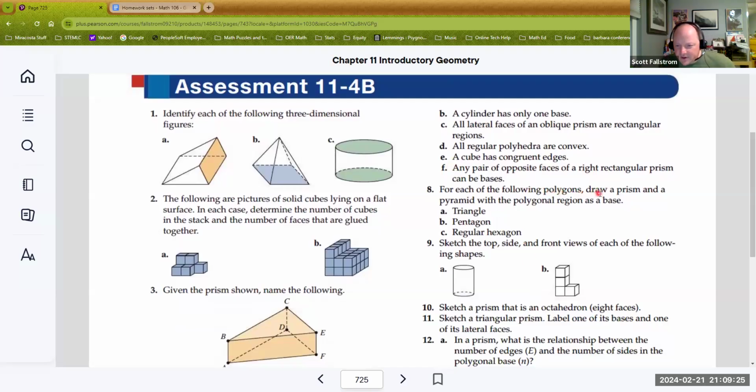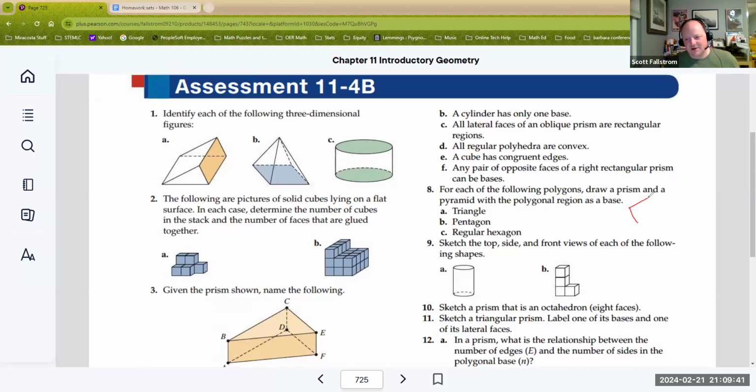And then question 8, for each of the following polygons, draw a prism and a pyramid with the polygon as the base. This is just your chance to practice, okay? And as you're practicing, realize if it doesn't say it's a regular pentagon, it doesn't have to be a regular pentagon. So you could make a shape that is a pentagon, and then copy that shape beneath it, right? So that we have the same type of shape, and then just connect those sides.